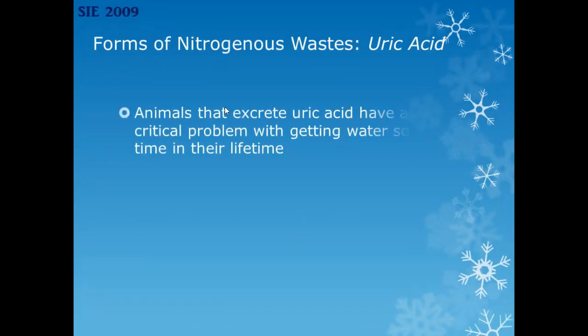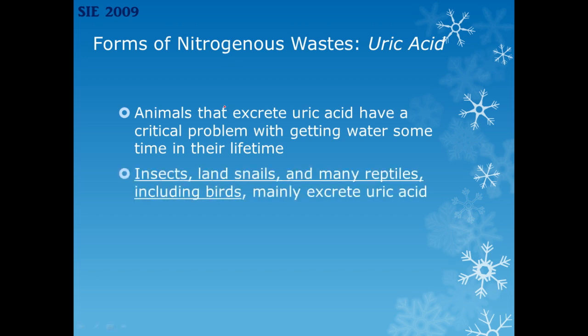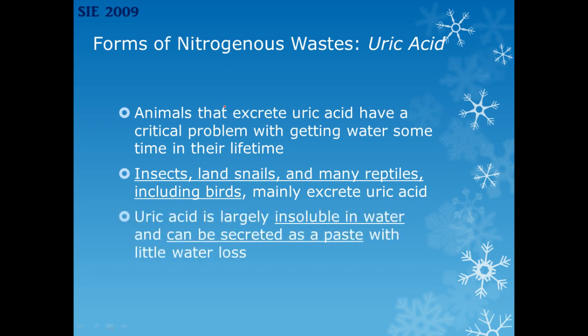Animals that excrete uric acid have a critical problem with getting water at some time in their lifetime. This includes insects, land snails, and many reptiles, including birds. Many of these organisms mainly excrete uric acid, which is largely insoluble. Unlike ammonia, which is soluble in water, uric acid is largely insoluble in water and can be excreted as a paste with little water loss.